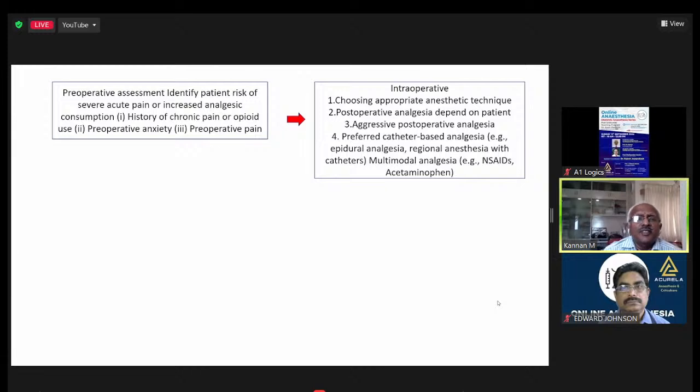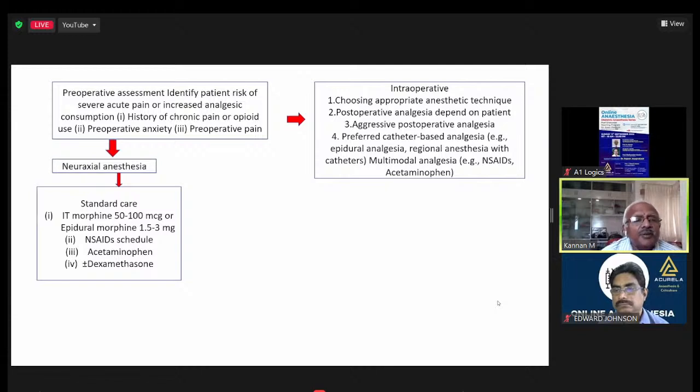And all these things, aggressive anesthesia should be planned in the preoperative itself. Then we plan for neuraxial anesthesia. Then we have to go with the standard care, that is, if possible, in all the cases, we can use morphine 50 to 100 mcg. And suppose if you go for epidural, then as I told you, 1.5 to 3 milligram.